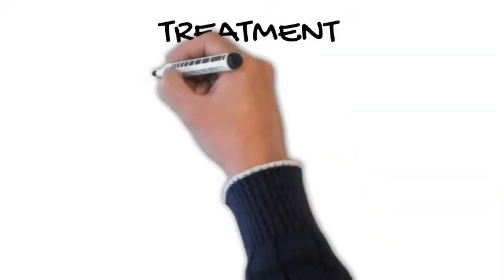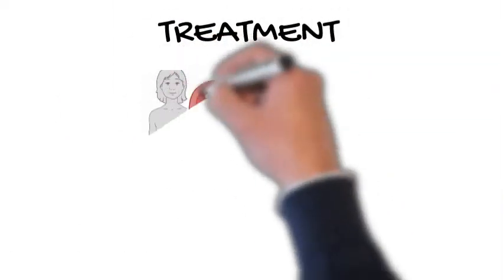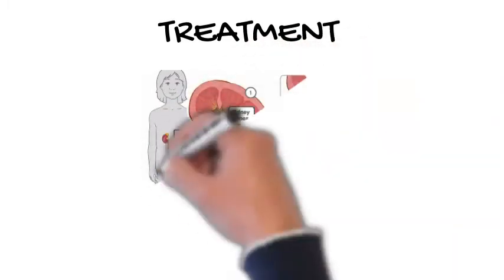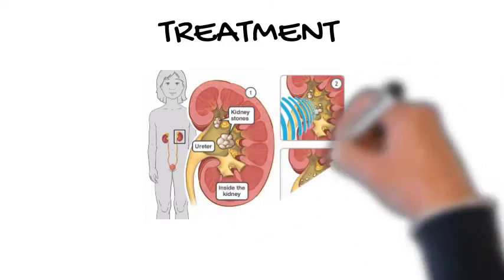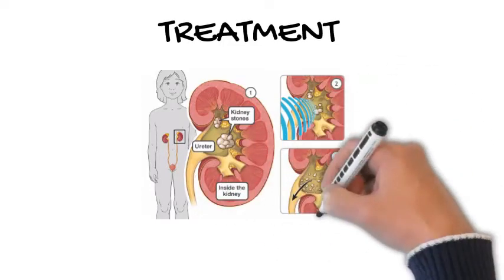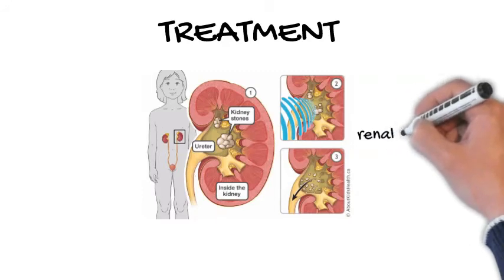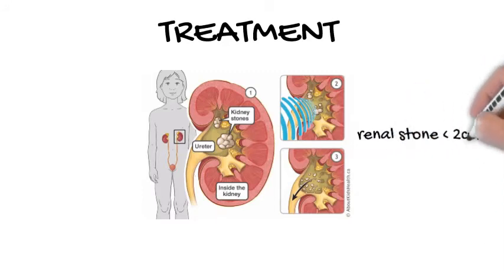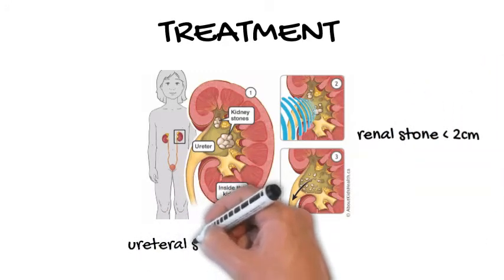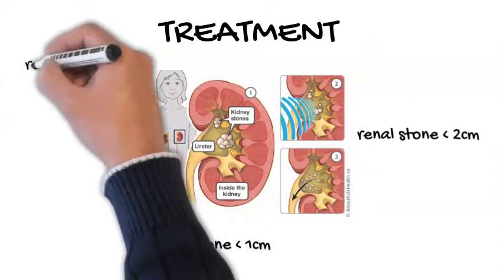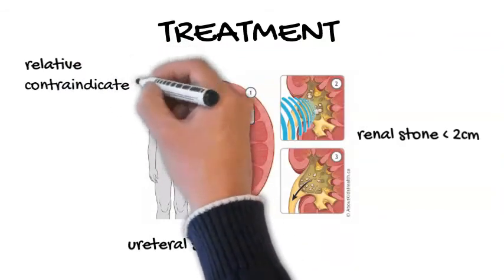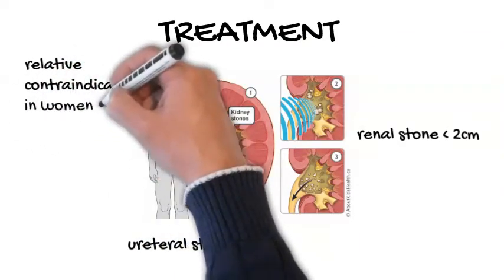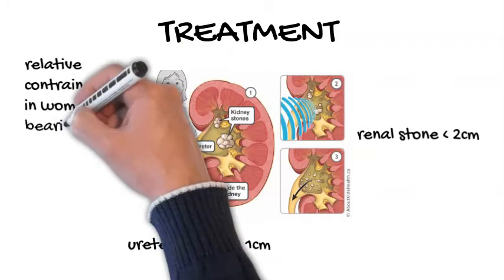Interventional therapeutic modalities. Renal calculi less than 2 cm in size can generally be treated with extracorporeal shockwave lithotripsy. Extracorporeal shockwave lithotripsy is also effective for ureteral stones, with an upper size limit of approximately 1 cm. Unknown ovarian effects are the basis for a relative contraindication to the use of extracorporeal shockwave lithotripsy in women of childbearing age who have middle or distal ureteral stones.